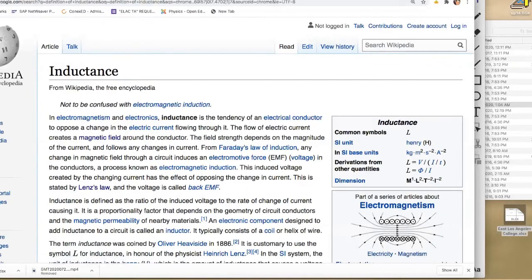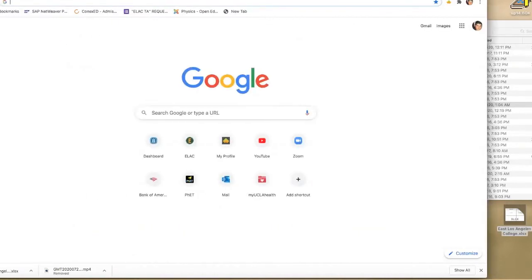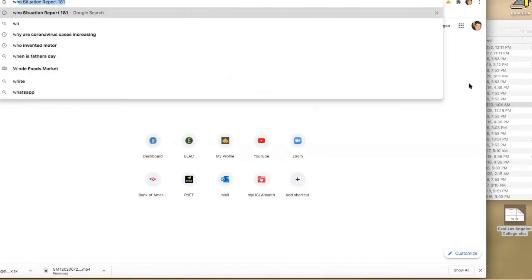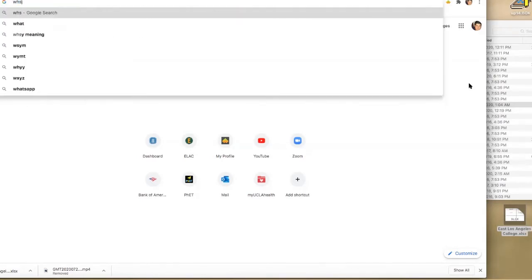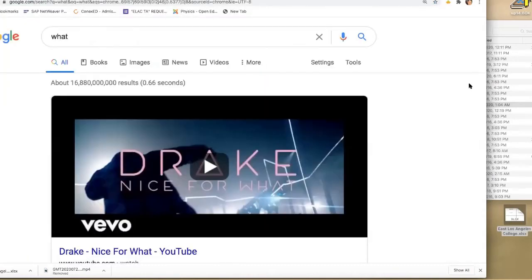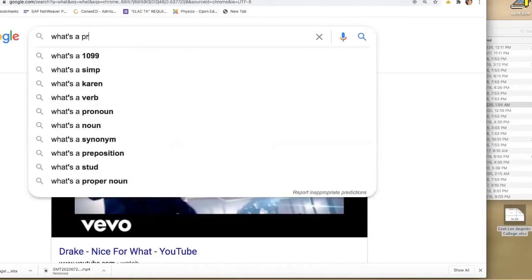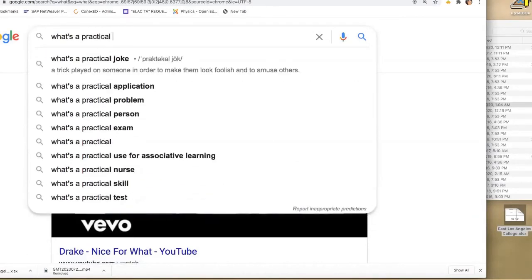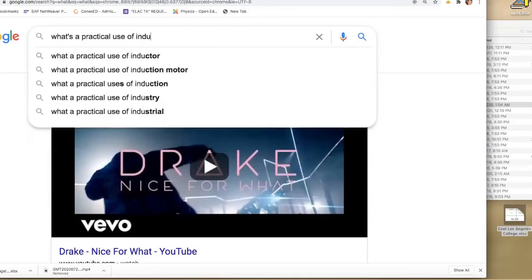But maybe we could say, okay, what's a practical use? If you were to ask what's the practical use of a capacitor, it is to store charge, right? So why even have inductors? What's a practical use of inductors?